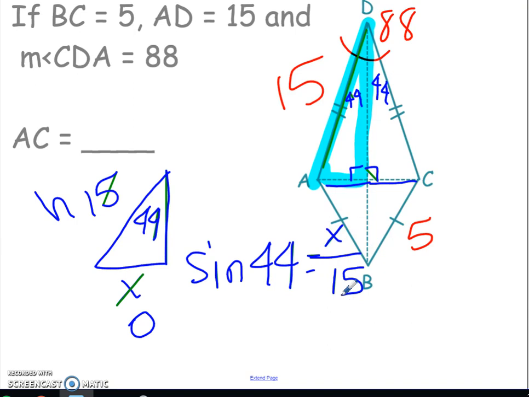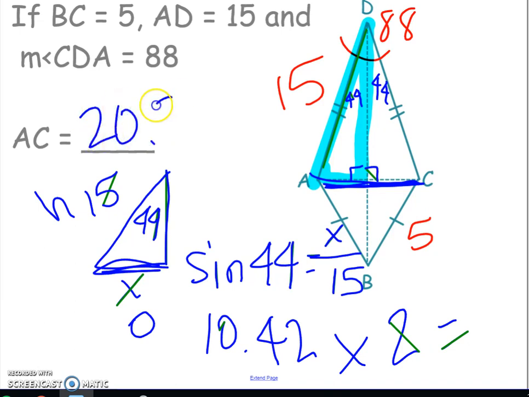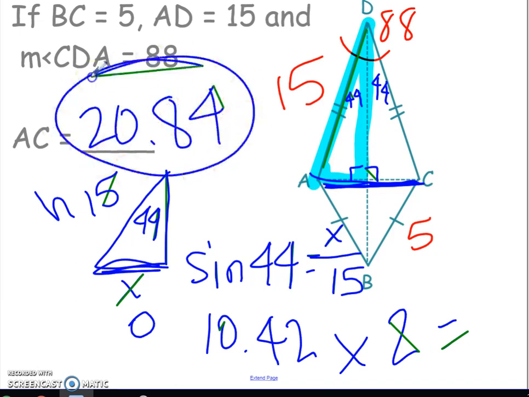And then you would end up multiplying 15 times sine 44. And you get 10.42. And that's just one part of it. But if I want the whole thing, I would then have to multiply that by 2 to get 20.84. So that's one way to solve it. If you solved it differently and you still got 20.84, that is totally fine. No worries.